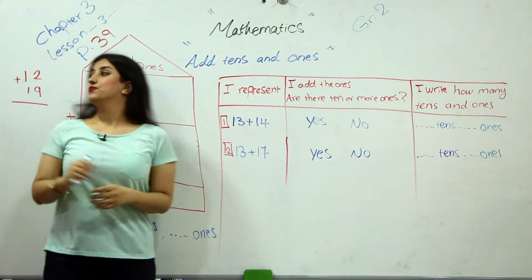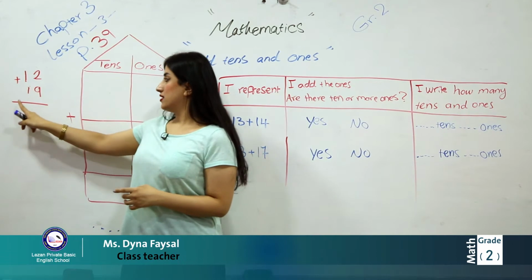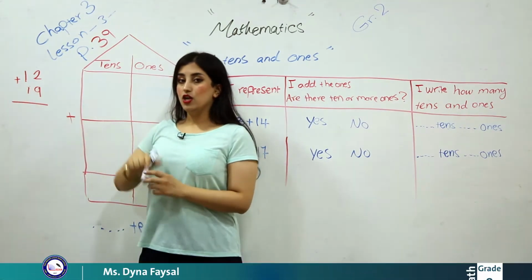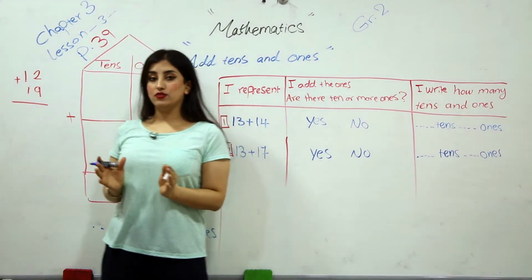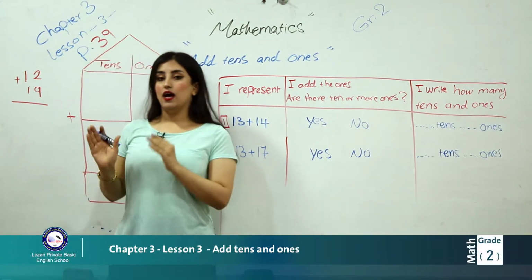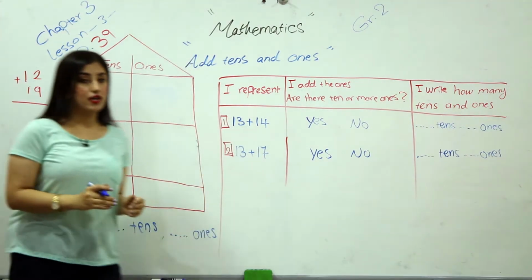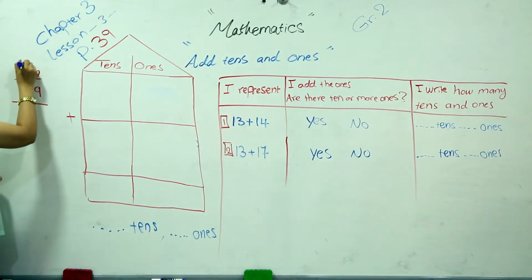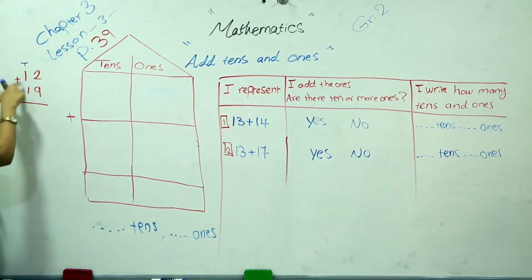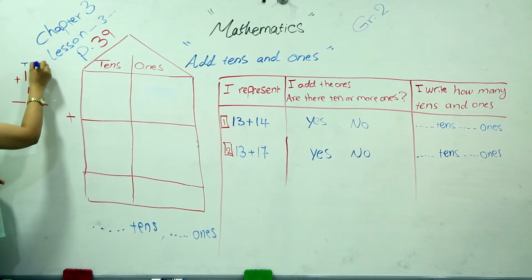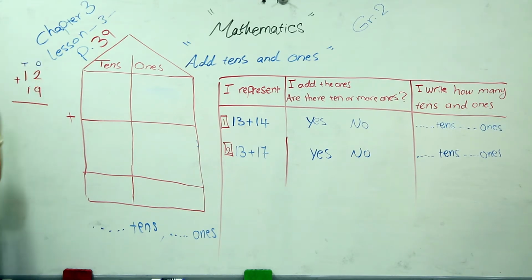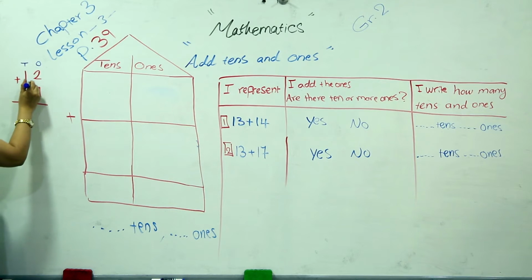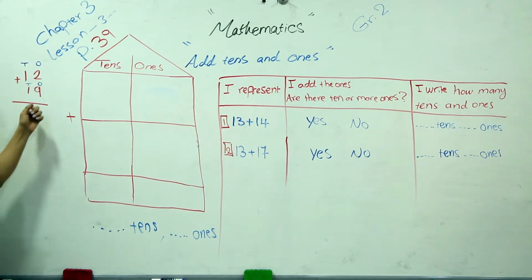Here we have 12 plus 19. So at first we have to identify which one is tens and which number is ones. Okay, here the 1 is tens. We write T for tens and we write O for ones. Number 2 is ones, and here the first number is tens and the second number is ones.